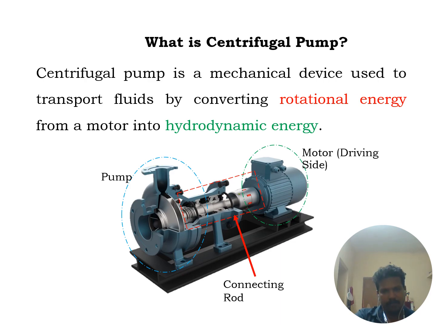A centrifugal pump has three main parts. One is the pump section, which moves the fluid. Second, the motor section, which provides power. And third, the connecting section, which links the motor and pump.